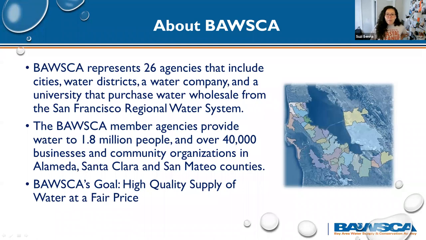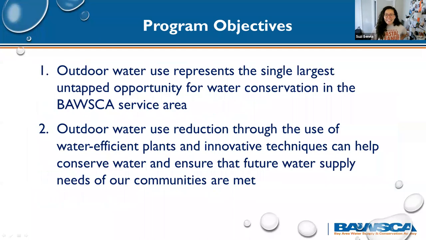Before we begin, we want to talk a little bit about our co-sponsored agency here. BAWSCA Landscape Education Program is the first thing I want to talk about. BAWSCA is a special district that represents the interests of 26 cities, water districts, and private water companies, all of which purchase wholesale water from the San Francisco Regional Water System. BAWSCA member agencies collectively serve 1.8 million residents and 40,000 businesses in San Mateo, Santa Clara, and Alameda counties.